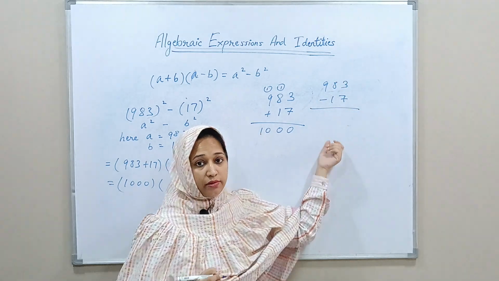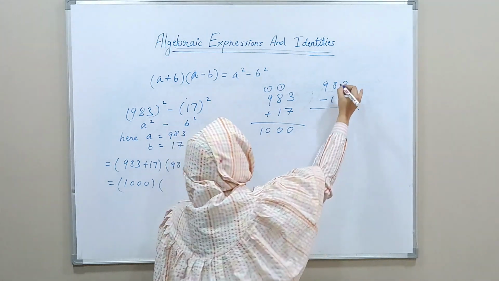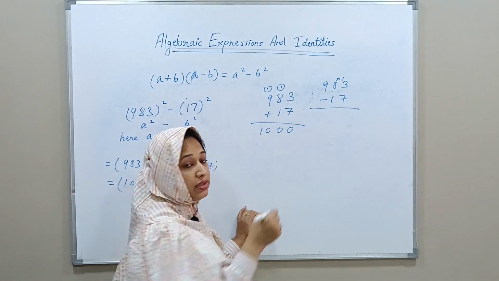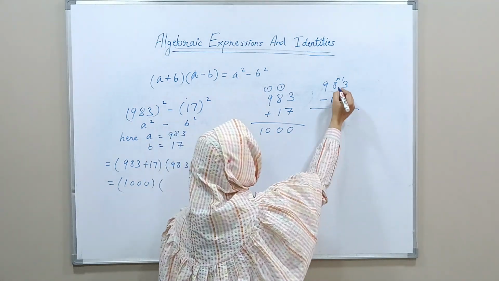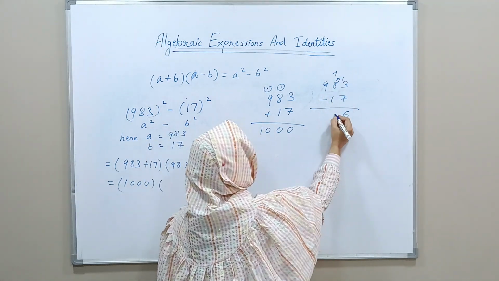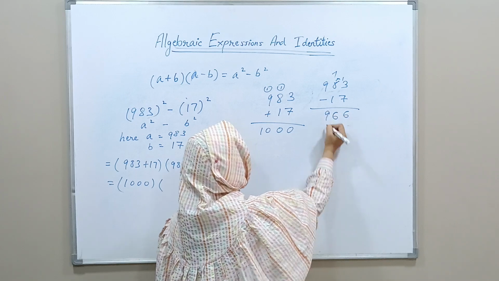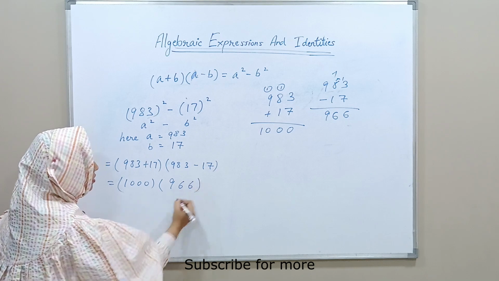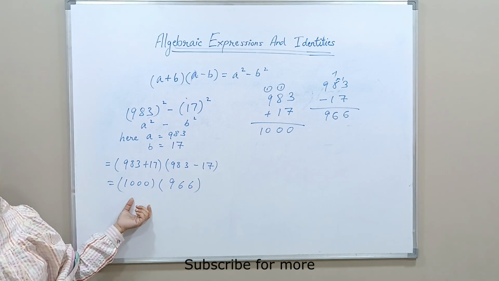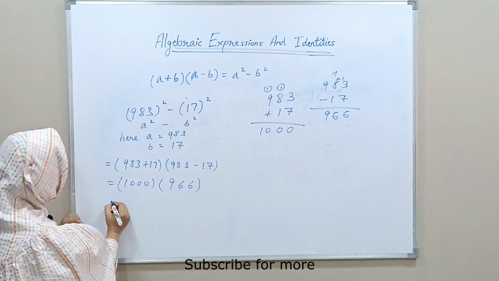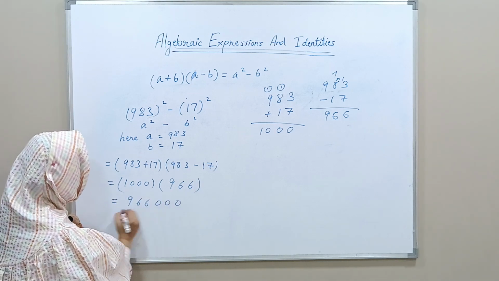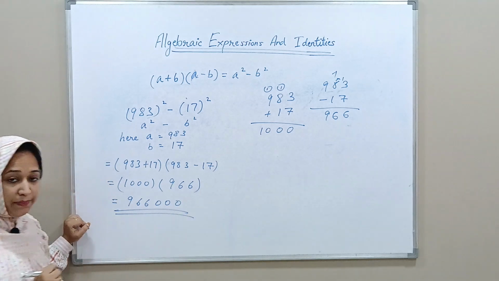Now here, since 3 is smaller than 7, borrow a 1, this becomes 13. So 13 minus 7 is 6. This becomes your 7. 7 minus 1 is again 6 and 9 as it is. So this becomes 966. Now multiplying 1000 and 966, we have 3 zeros here. So 966,000. This is your final answer.